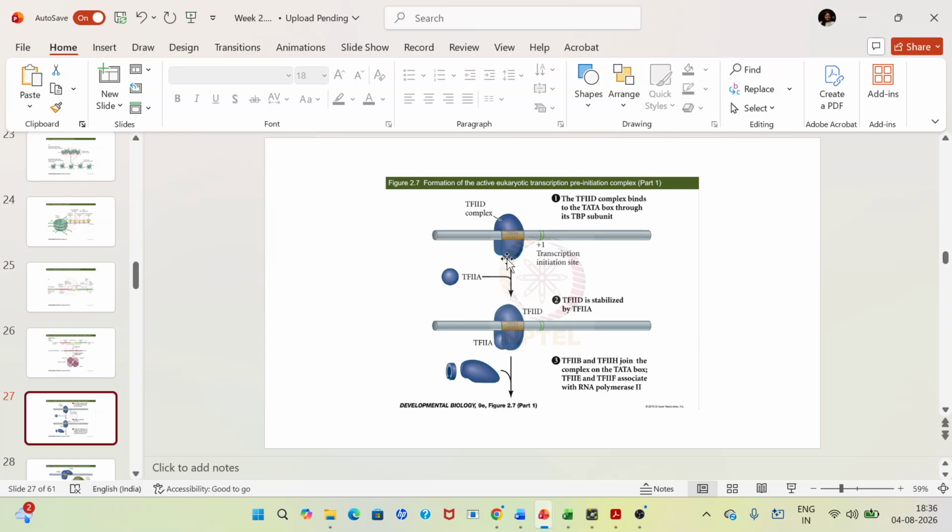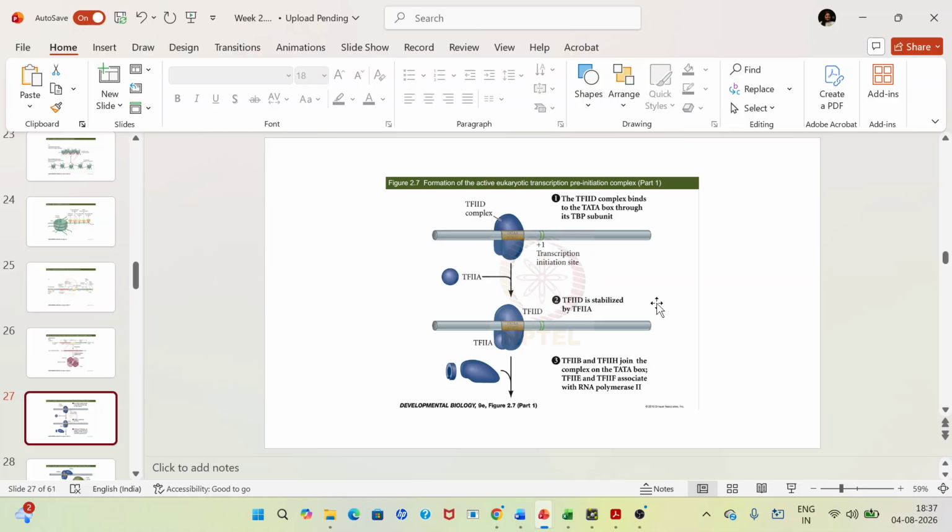Okay. Next is transcription factor 2A, which helps in stabilizing this TF2D complex. This TF2D transcription factor is stabilized by another transcription factor, that is TF2A. Okay, so it also performs a very important role.